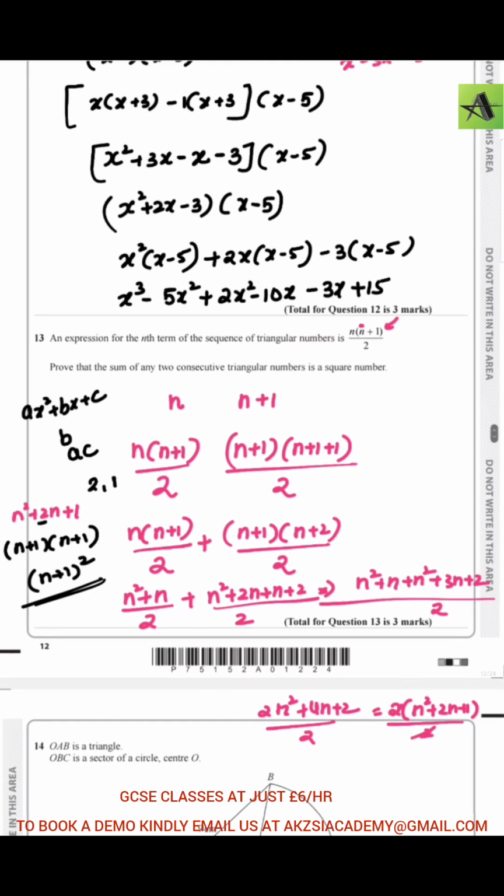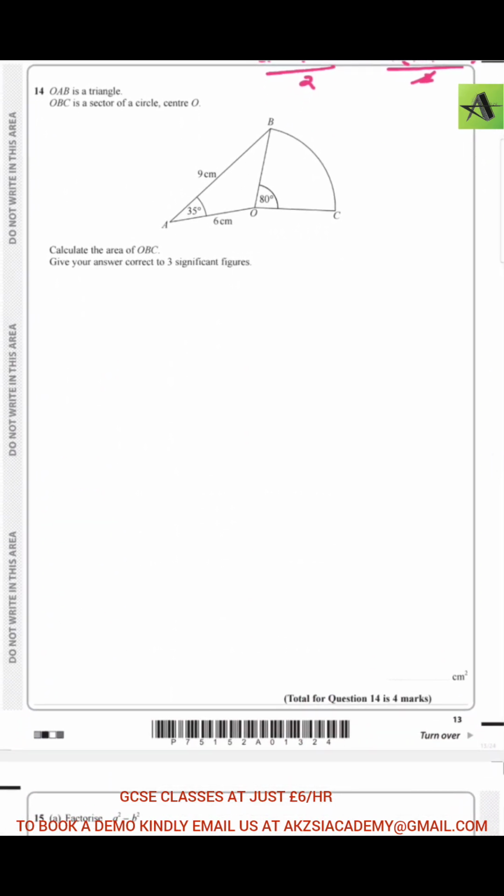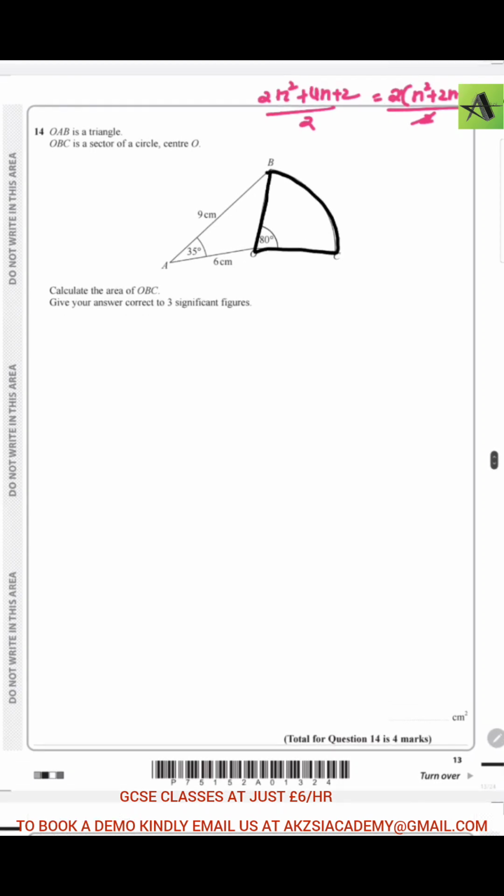Okay, moving on to the next one. Question number 14 says OAB is a triangle. OBC is a sector of a circle, center O. Calculate the area of OBC. We have to calculate the area of OBC, which is a sector. So the important thing is you should know the area of a sector. So I'm just writing down the formula to calculate area of a sector and also length of the arc. This is length of the arc. In this question, we don't need that, but still I'm writing it for future purposes.